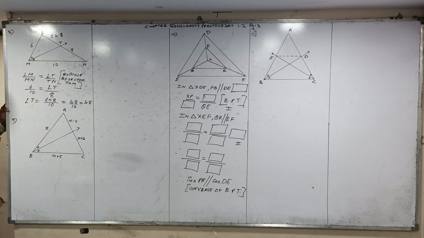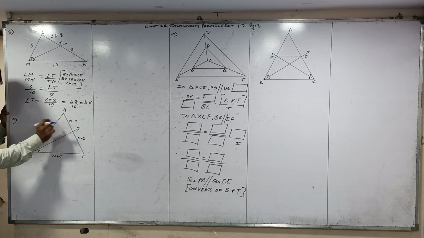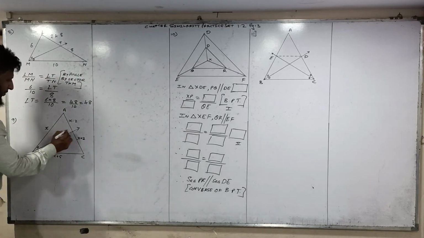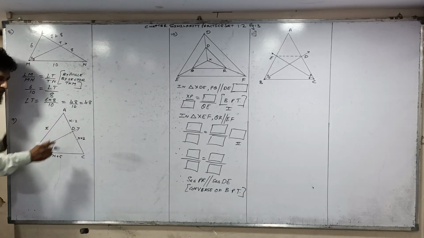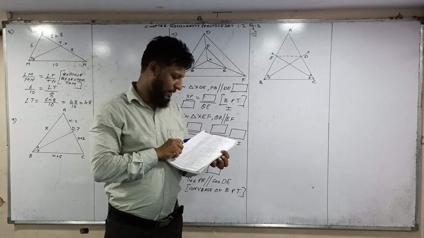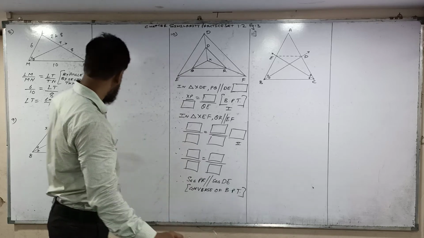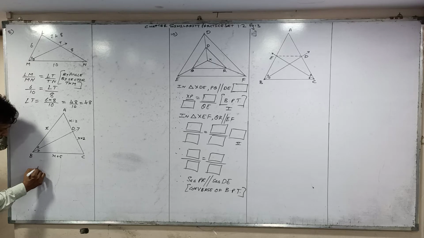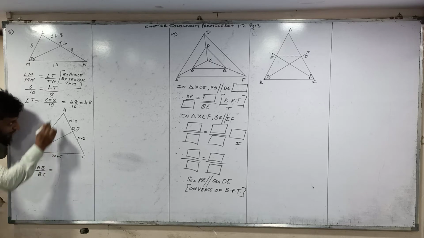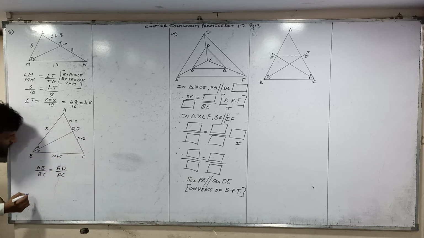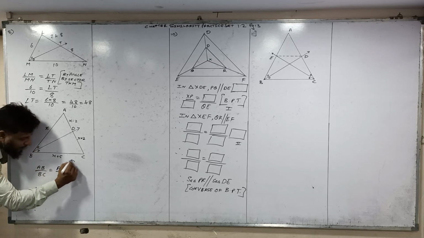Now come to this sum. In this diagram, BD is given in your textbook, along with the diagram. So BD bisects angle ABC. Now if this is a bisector, then AB upon BC is equal to AD upon DC.